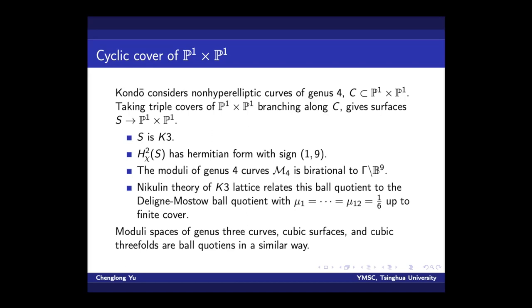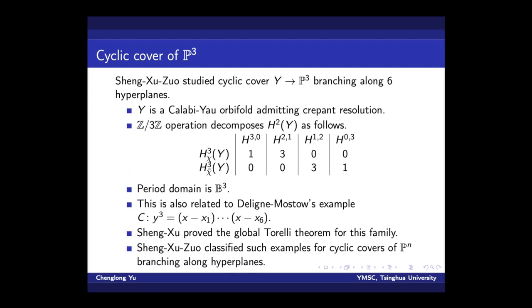And for the other examples I just mentioned, the moduli space of genus 3 curves, you can also do the game by a degree 4 cyclic cover of P2 branching along this genus 3 curve. And for cubic surfaces and cubic threefolds, you also do some cyclic cover to obtain some cubic fourfolds. And then finally, the Hodge structure is related to some hyperkähler varieties. And you can also obtain those ball quotients, just like what you did for K3 surfaces. So that's dimension 1 and dimension 2.